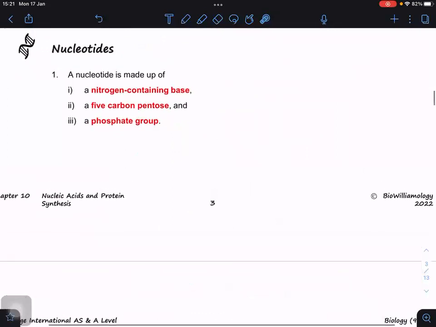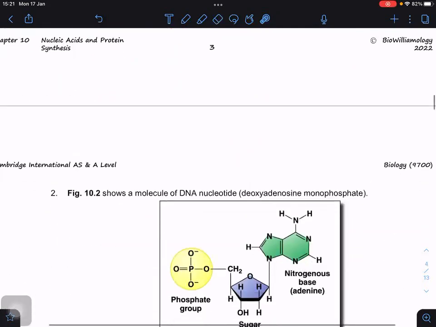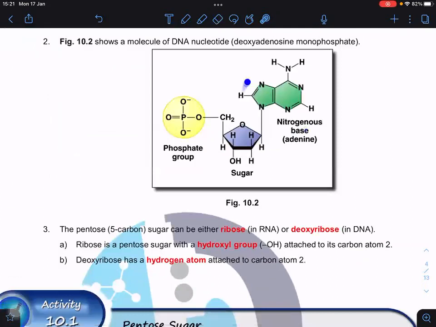So now we go into these parts, the nucleotides. Just now I briefed you through these 3 components. First we have the nitrogen-containing base, a 5-carbon pentose, and a phosphate group. Okay, so this is the structure. We have the nitrogenous base, the pentose sugar, and the phosphate group.